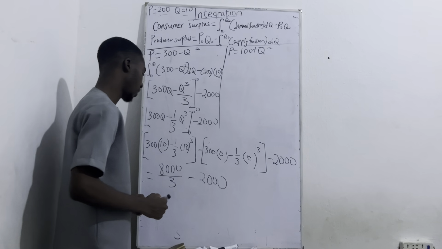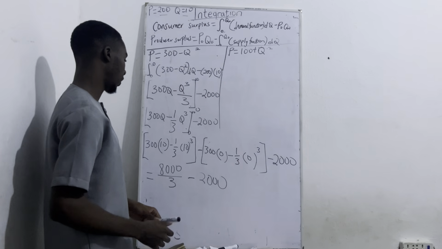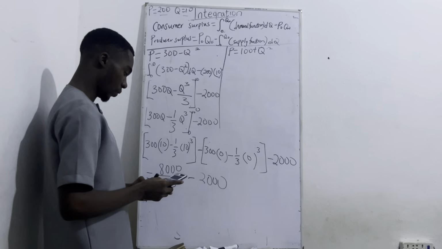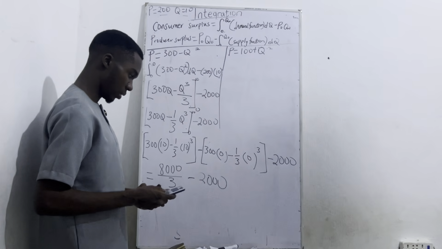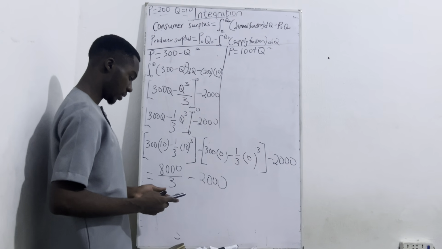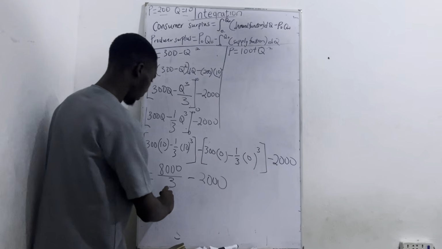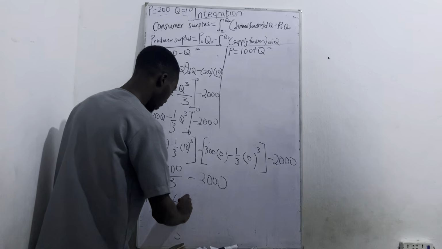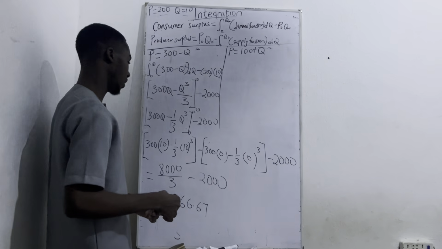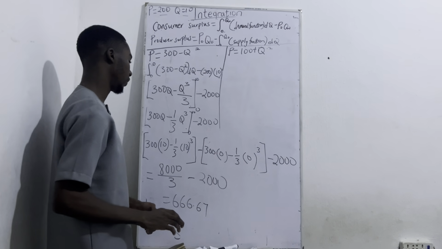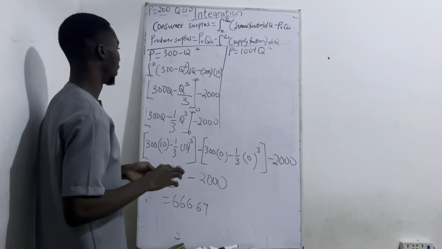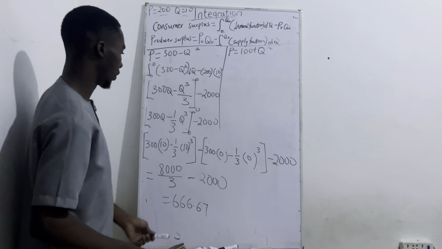So you can punch this part on the calculator: 8000 over 3 minus 2000. So 8000 over 3 minus 2000. So you are getting 666.67. It's 666.67, but when you approximate it, 666.67. So that becomes our consumer surplus. You get it? That becomes our consumer surplus, 666.67.